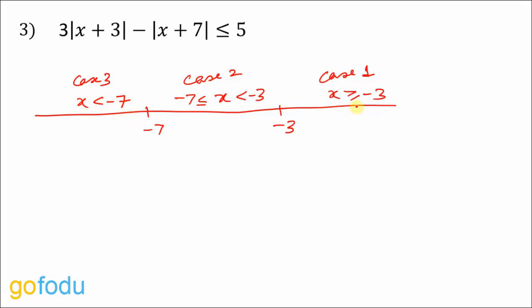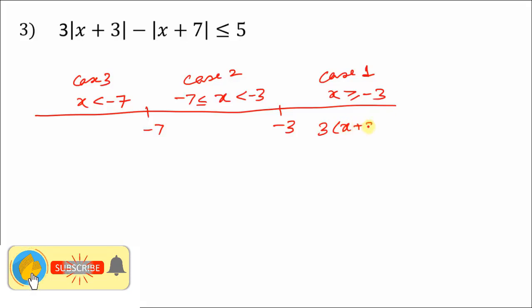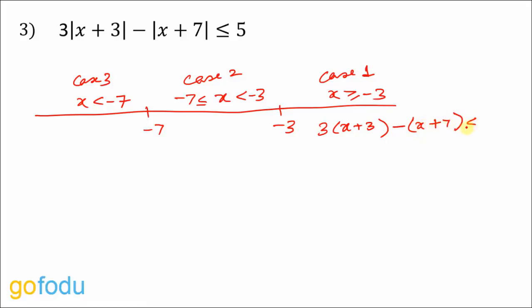Now take this case 1 first. Here both x plus 3 and x plus 7 are positive in this region. So both these mods will open as it is. They will open directly with a plus sign in front. So we'll write our equation as 3 into (x plus 3) minus (x plus 7) is less than or equal to 5. Solve this and we'll get x is less than or equal to 3 by 2.